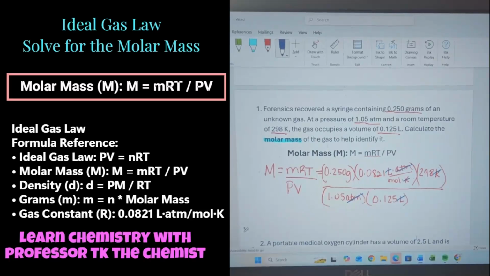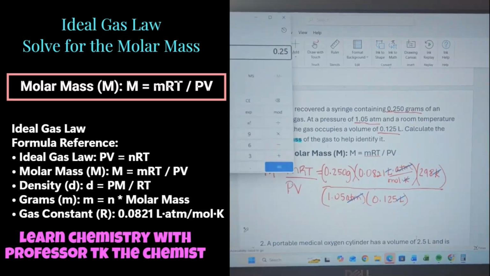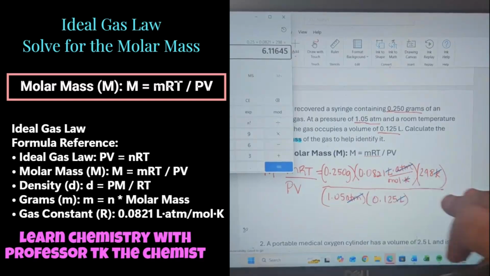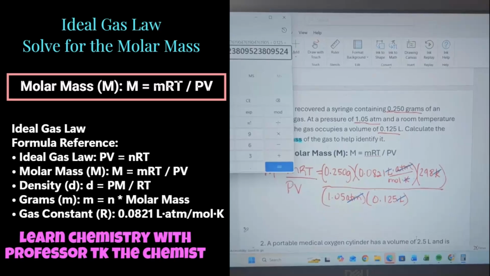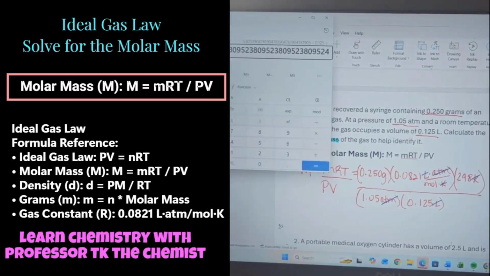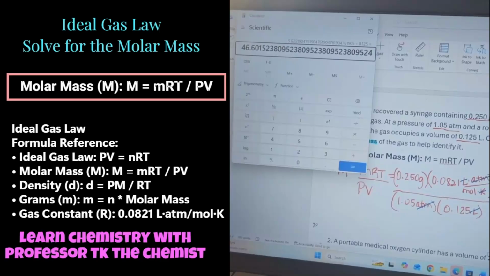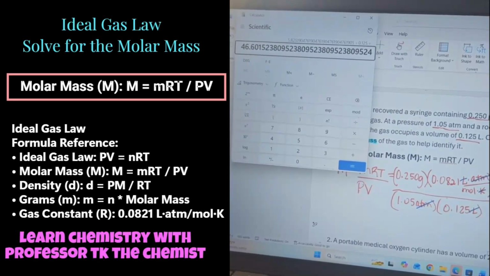Now, just plug these numbers into your calculator, guys. 0.250 times 0.0821 times 298. Now, you can write all of that down. You can write everything that's on the top once you multiply that, right? Then you can divide by the bottom number. I just like to go ahead and divide everything out so that I don't have to worry about that anymore, but you do whatever works for you, okay? And now, right here, you get 46.6. So, yep, 46.6 is the molar mass.